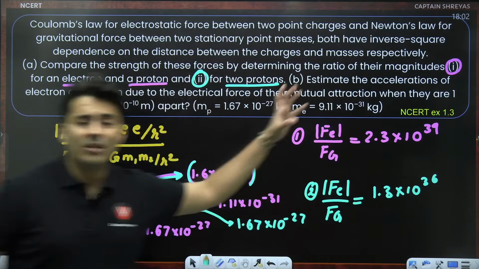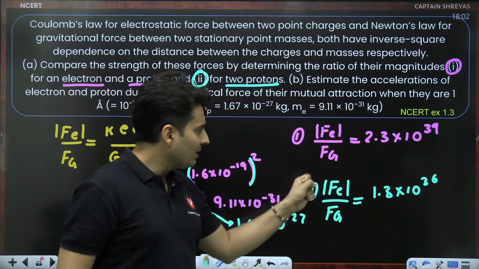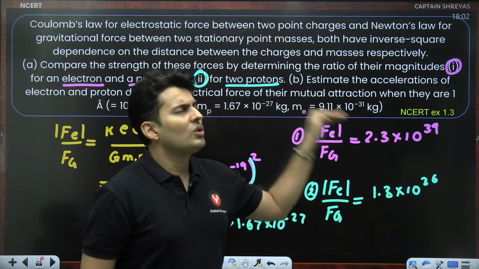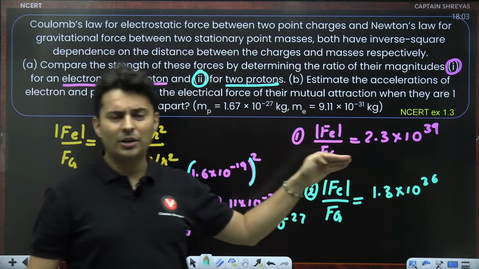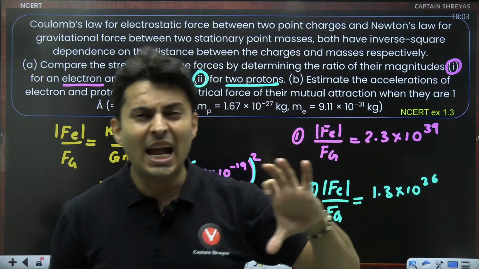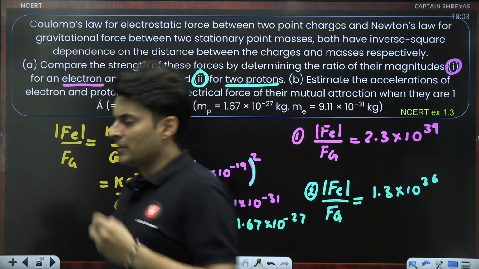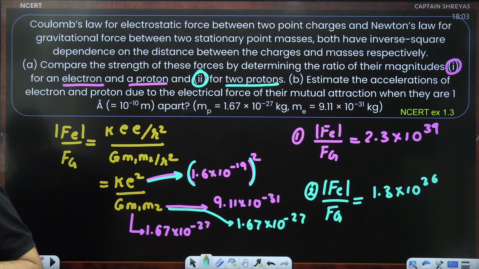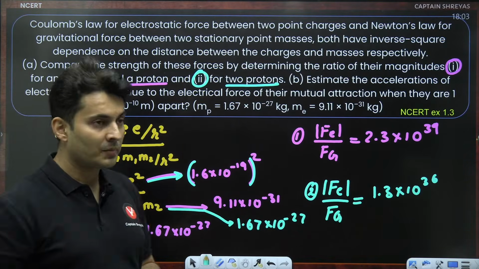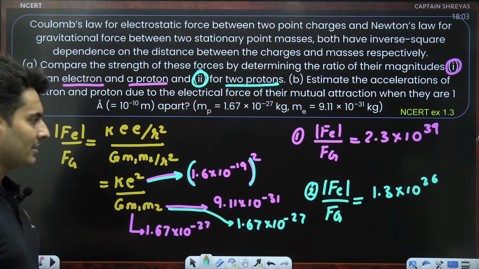What does this example tell you? See, it's not about calculation. It is telling you something. It is telling me the electric force is so much stronger, whether you take electron or proton, as compared to the gravitational force. This is the significance of this particular example.